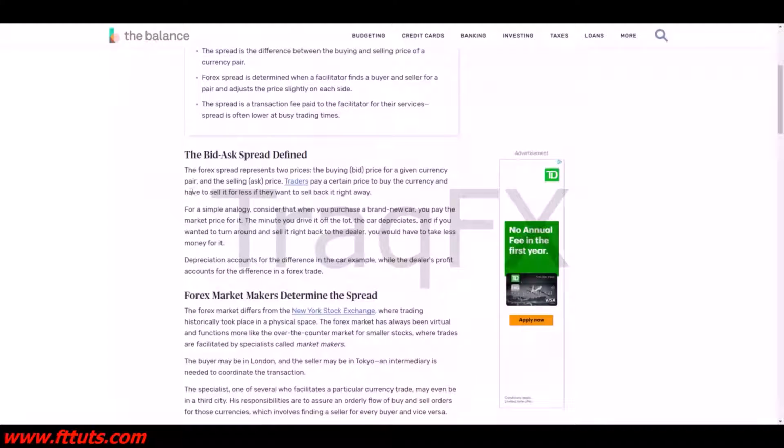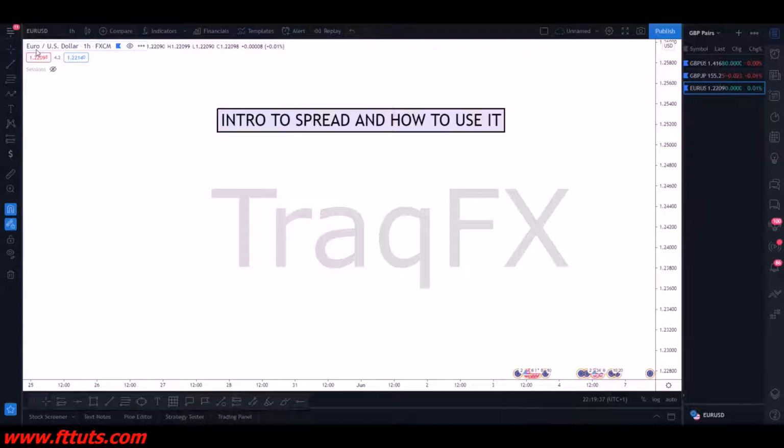But spread is basically, the forex spread represents two prices: the buying bid price for a given currency pair and the selling ask price. Traders pay a certain price to buy the currency and have to sell it for less if they want to sell it back right away. So for example, if you were to buy the base currency, the base currency is always the first currency. For example, in EUR/USD, the euro is the base currency. In GBP/JPY, GBP is the base currency. The first currency beside the second currency, the first one is always the base.